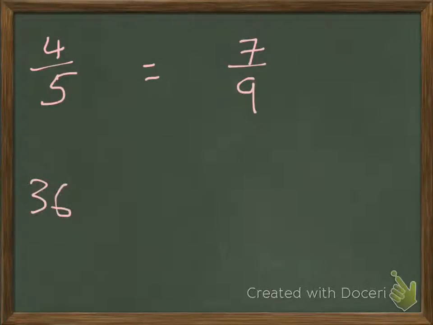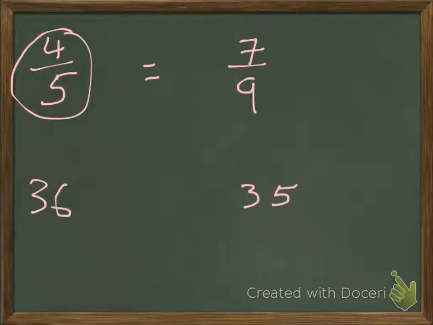Let's look at 4/5 and 7/9. According to what I just discussed, this one is 4 times 9, which gives us a value of 36. This one gives us a value of 35. Therefore, clearly 4 over 5 is greater.